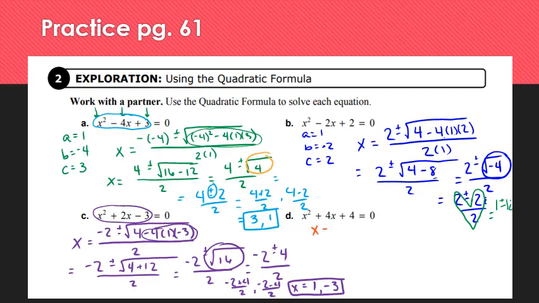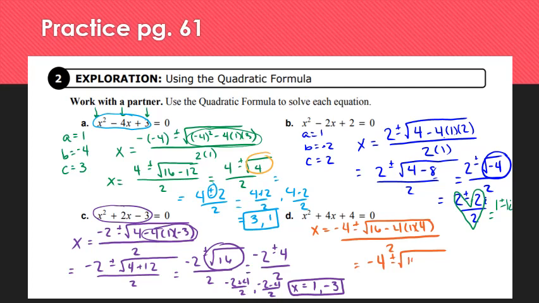All right, and the last one. We have x equals negative b plus or minus the square root of b squared minus 4 times a times c, all over 2 times a. Again, plugging it in is the hardest part of this. Now it's just order of operations.